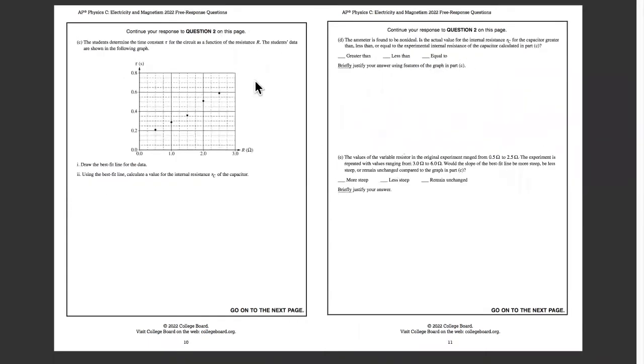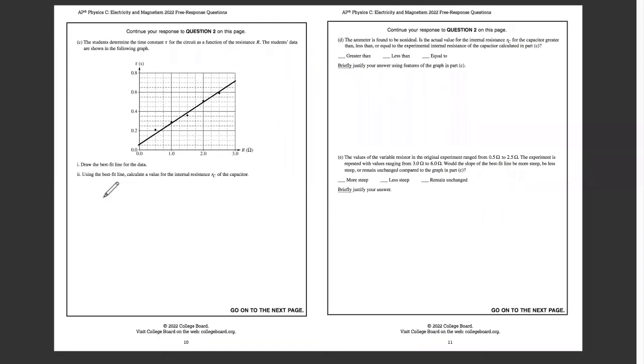This page has a graph and some other stuff, mainly just finishing off question number 2 here. Essentially, we are given a graph for time constant as a function of resistance, which is kind of an interesting little plot. As usual with a graph, we have to draw a best fit line. So let's see what that might look like. Probably something along the lines of this looks good. Yeah, this looks pretty good overall.